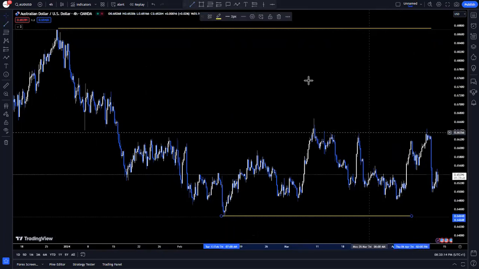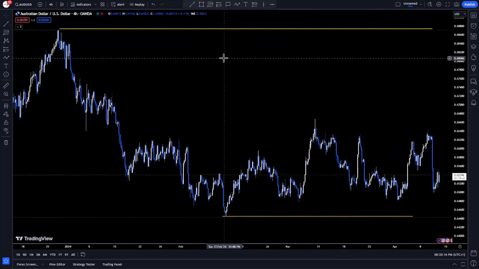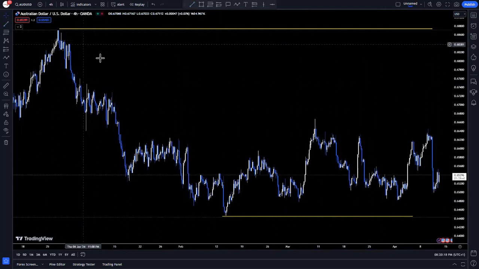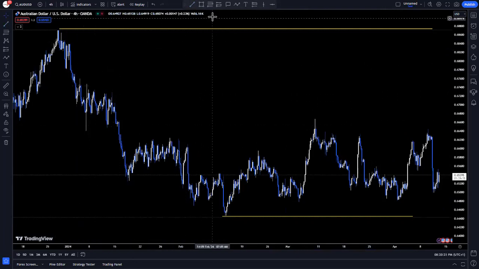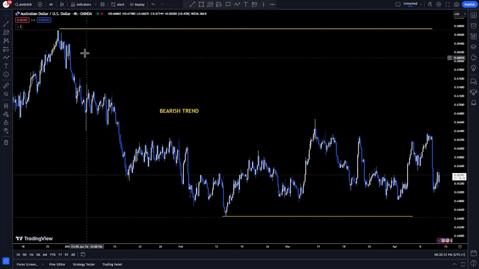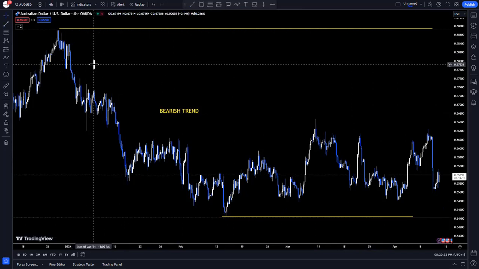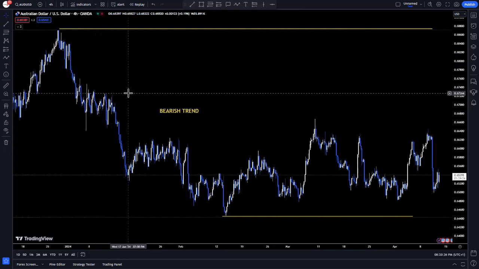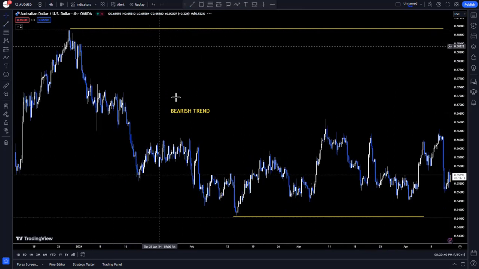Good. So we all could see here, the market was what? A bearish trend. The market was what? A bearish trend. This is a bearish trend. Yeah, because the market is creating a series of lower highs and lower lows, and the market is what? Falling down.